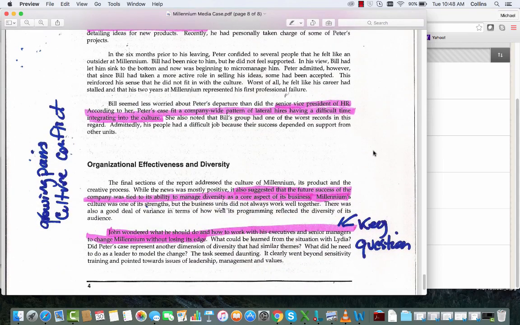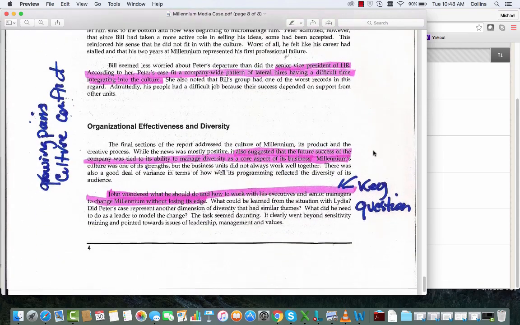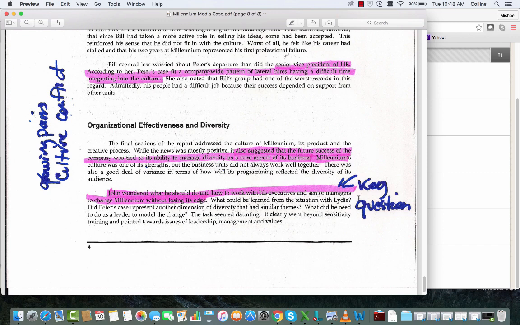How does all this interact with Millennium Media and Vorenberg? More notes, growing pains, cultural conflicts. And then we get to the bottom. Key question, almost always in the last paragraph. John wondered what he should do and how to work with executives and senior managers to change Millennium Media without losing its edge. That's essentially everything you have right there.